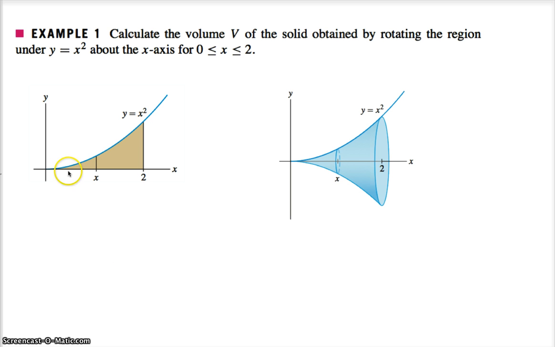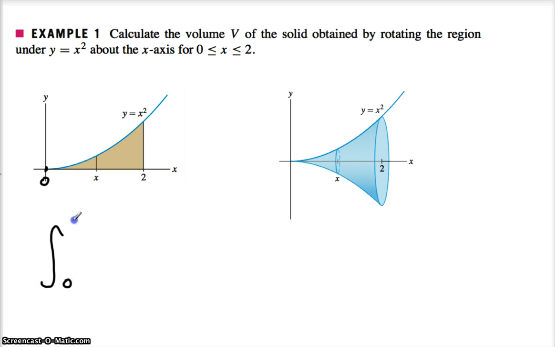So if we were to take the standard parabola y equals x squared, and bound it to the left by 0 and to the right by 2, if you were to spin this around the x-axis, you'd get this solid here that kind of looks like a funnel on its side. We can calculate its volume. We have a formula for it.